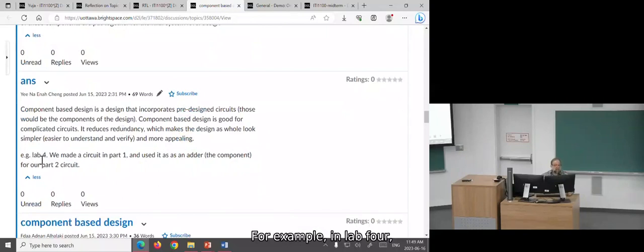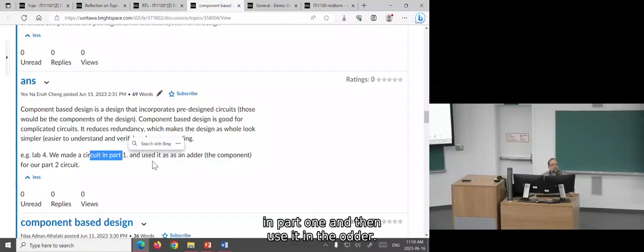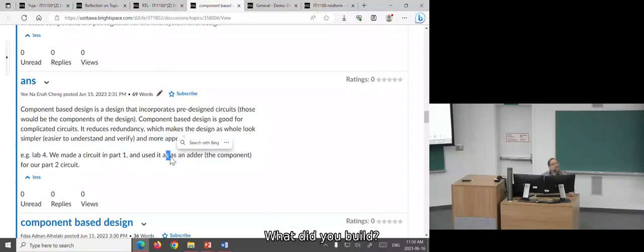For example, in lab 4, we made a circuit in part 1 and then used it as an adder. Okay. What did you make in part 1? Because you said you built something in part 1 and then used it in the adder. What did you build?